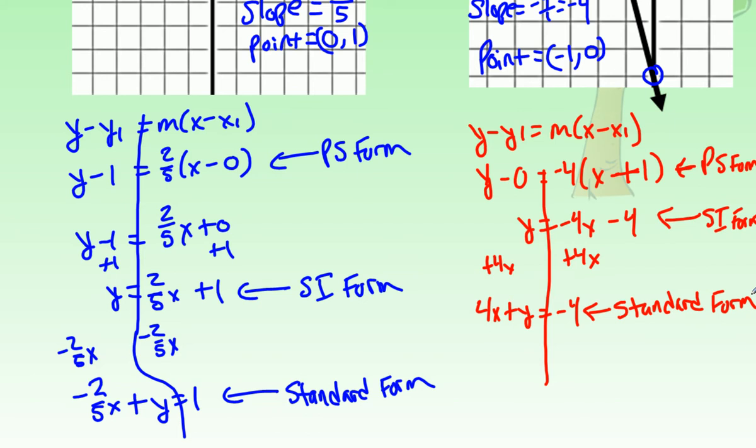So that was pretty easy. That was pretty quick. It helps by choosing good points, points that are close to the origin. Sometimes if you use the intercepts, it'll give you zeros, and it helps out a lot.